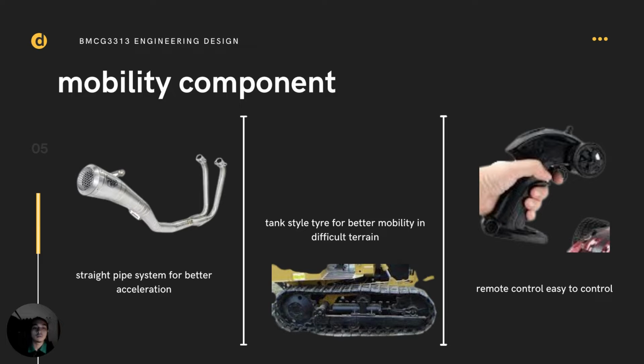Furthermore, for the mobility component, I suggest using tank-style tires to overcome all kinds of terrain. For the exhaust system, I want to install a simple straight pipe at the rear for better acceleration. For the remote control, I suggest just a commercial remote control toy car to make sure consumers easily enjoy the experience of cutting grass.